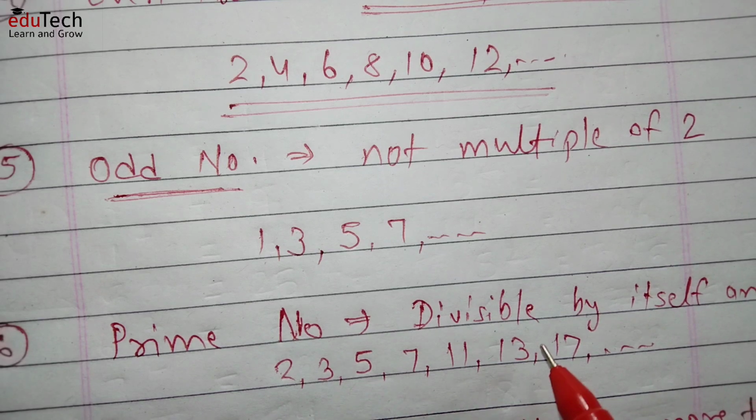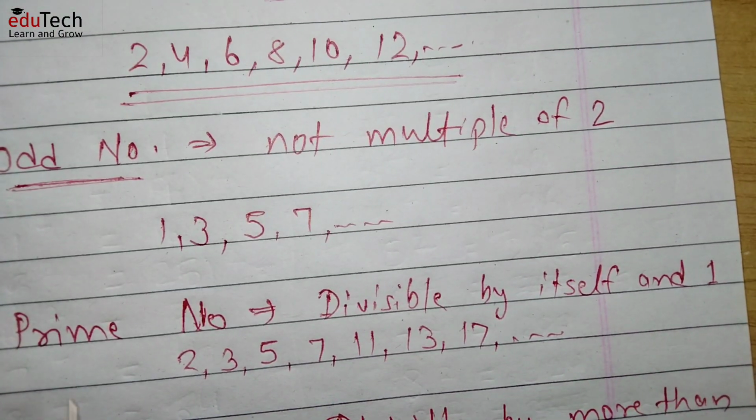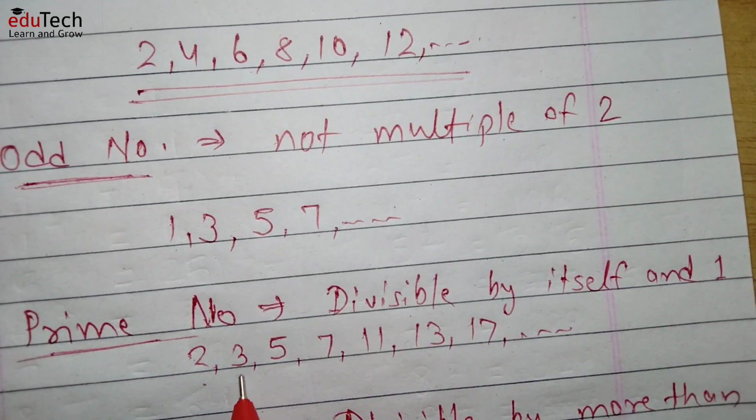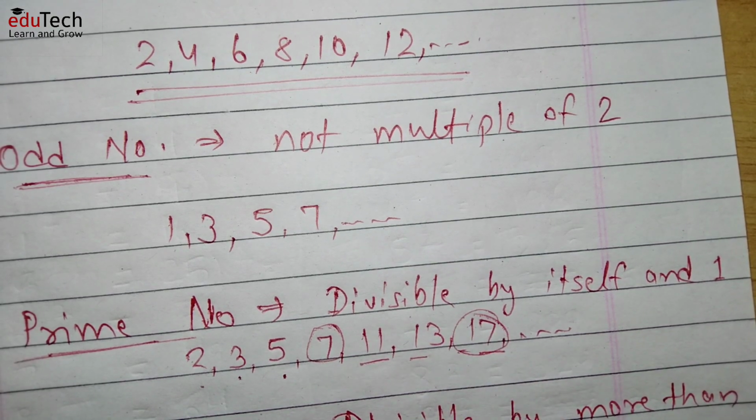Prime number which are divisible by itself and 1. The number which are divisible by itself and 1 is called prime number. Example 2, 3, 5, 7, 11, 13, 17. These are divisible by itself and 1.